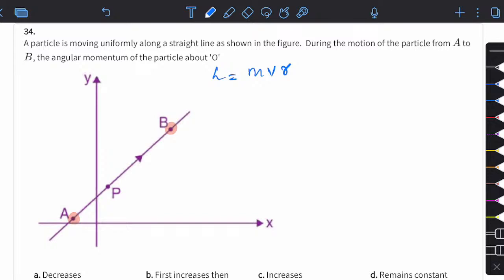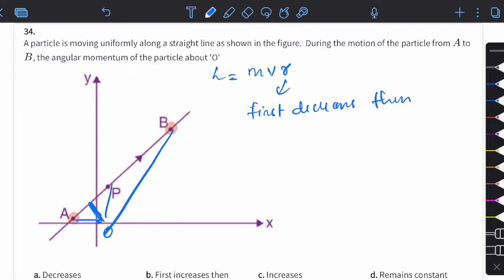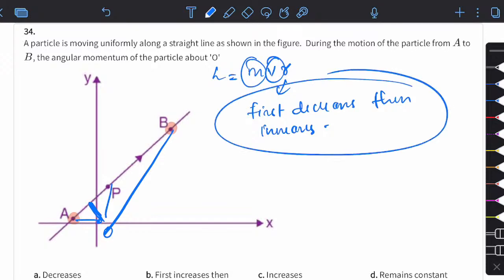Okay. So as the particle moves, we will think, oh, initially the particle was far away from the origin. O is the origin, and now it's getting closer, and at some point it's very close, then it goes far away again. So if we are not careful, we will think r first decreases, then increases. And thankfully that's not there in the options, but then we will say, okay, m is constant, v is constant, but r is doing this, so angular momentum also first decreases, then it increases. But that is wrong.